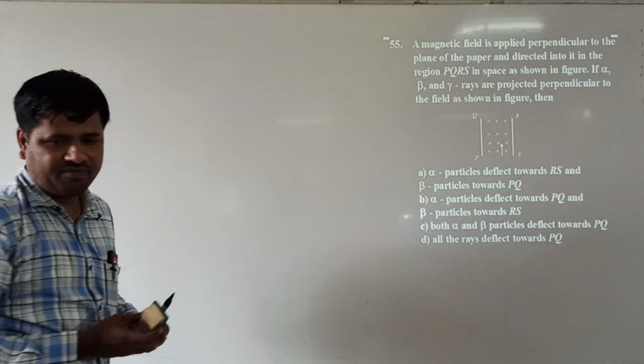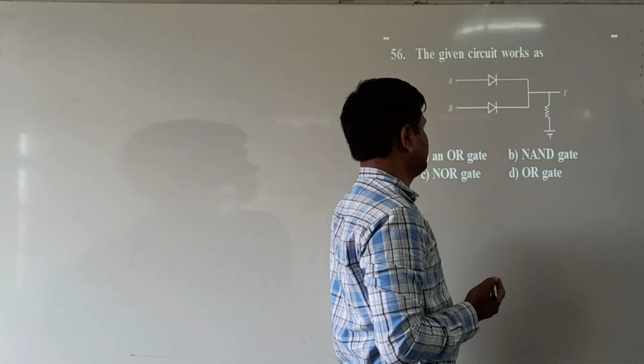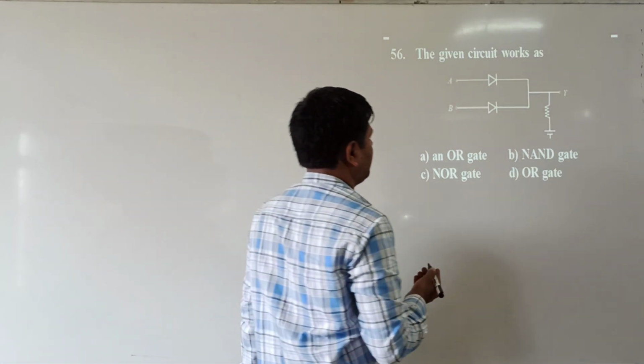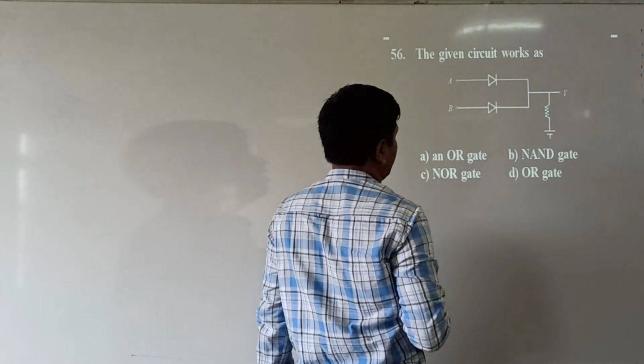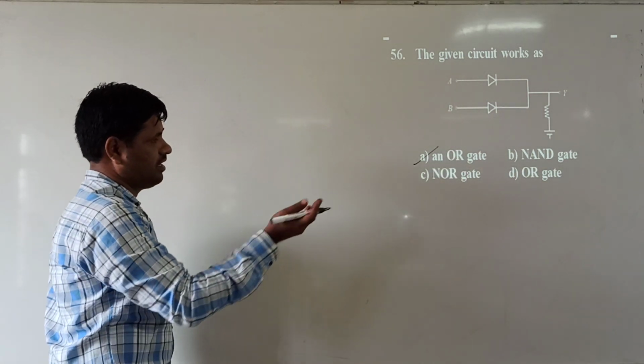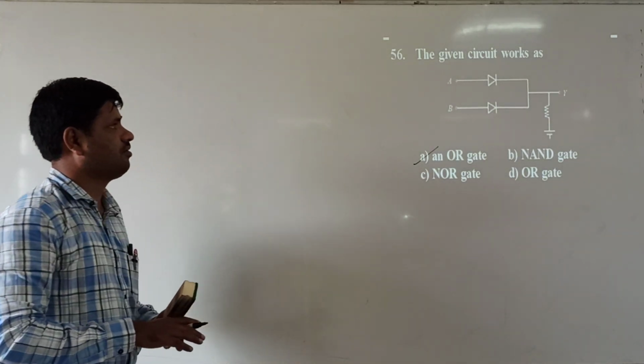Now, next question number 56. The given circuit, you directly know, is the internal circuit of which gate? Which option is correct here? A option: with the diodes in reverse, that is the AND gate. These are the internal circuits of the AND gate.